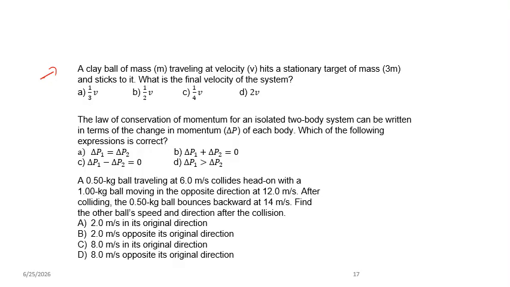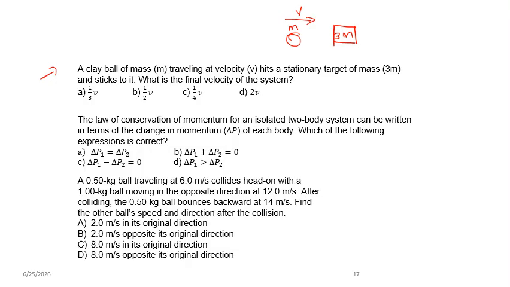A clay ball of mass m traveling at a velocity v hits a stationary target of mass 3m and sticks to it. What is the final velocity of the system? Okay, understand, we have a stationary object which has a mass of 3m, and then we have a clay ball which has a mass m, and it is initially moving with a velocity v. This is the case before.